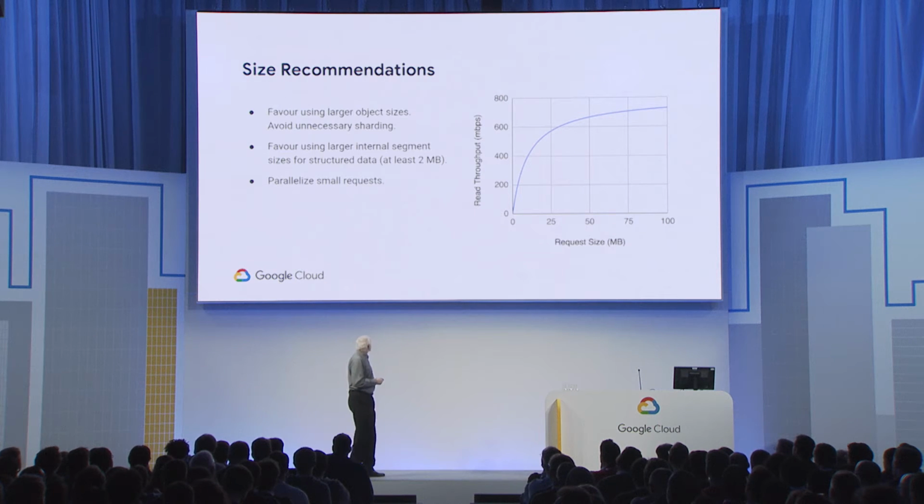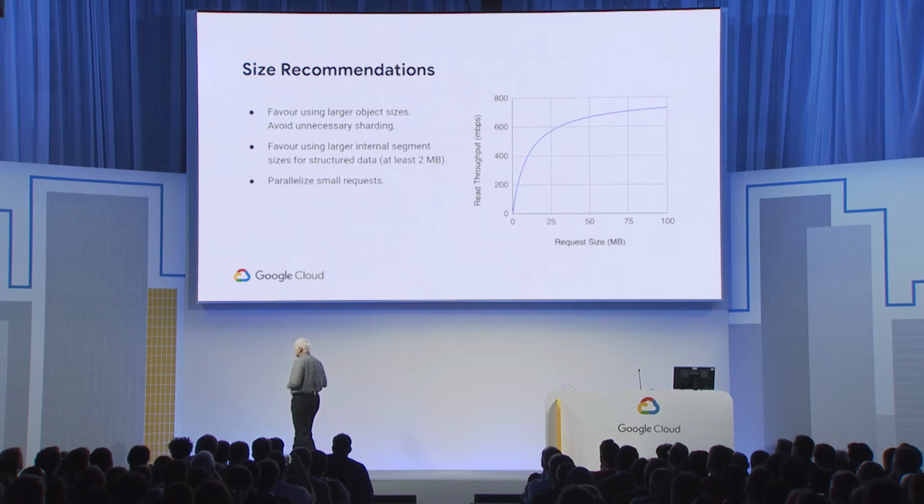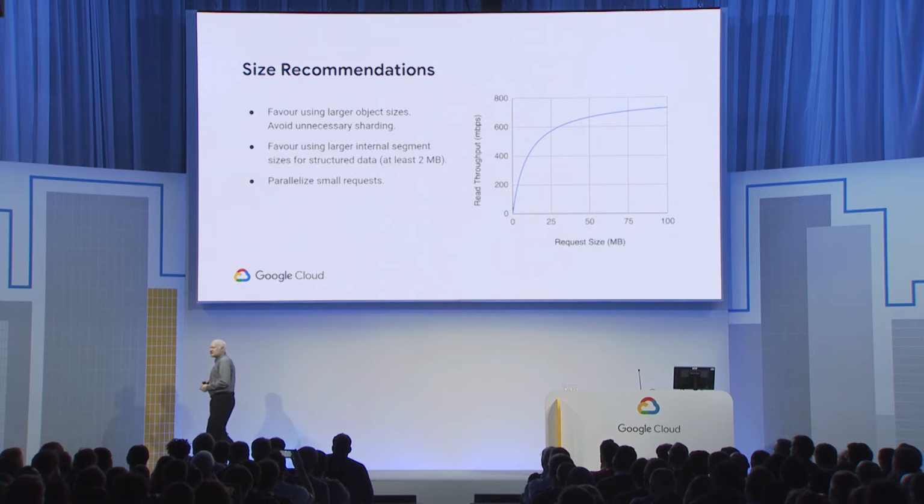So what does all that mean? Well, if you're really optimizing your access to GCS, you're going to want to take small objects and parallelize them. Move them in and out of GCS in parallel so you're not waiting for reads and writes to complete. Take advantage of filling that network bandwidth as quickly as you can.